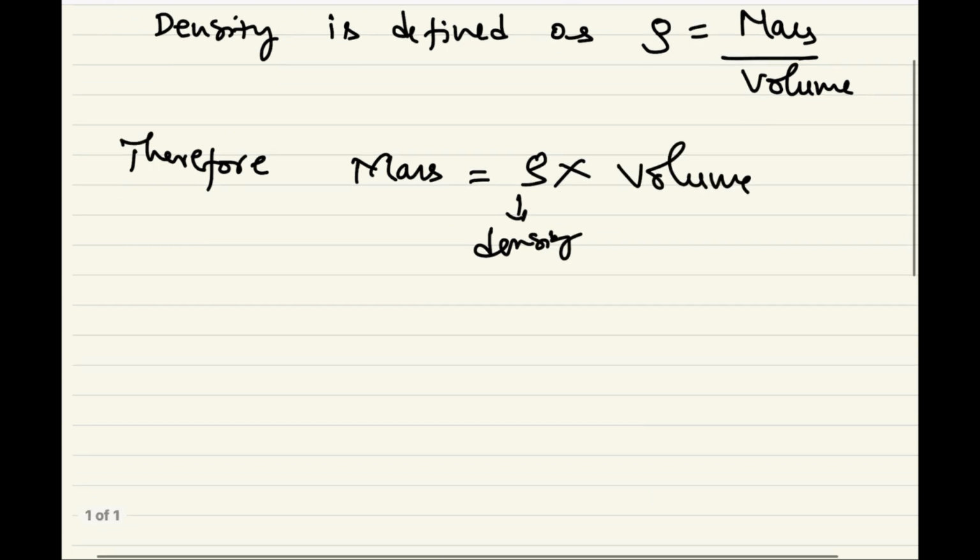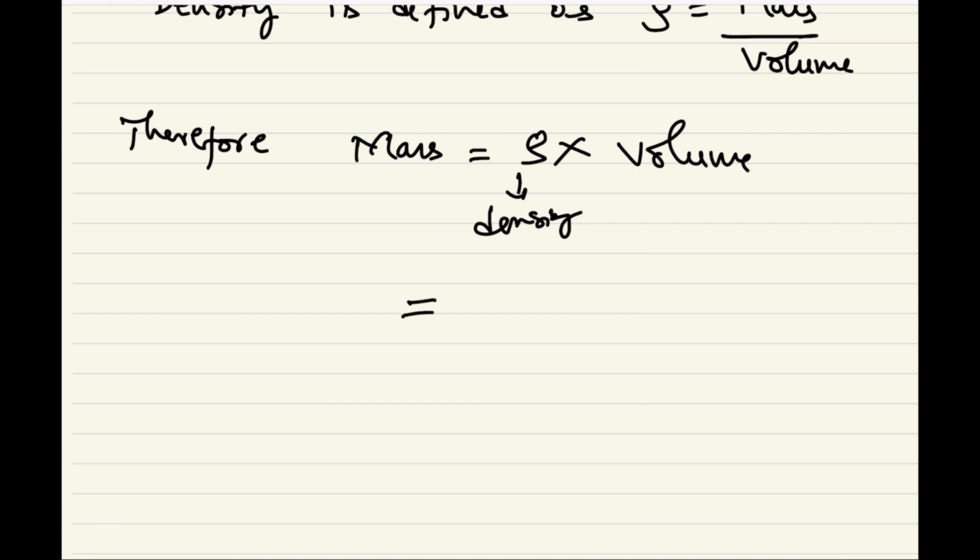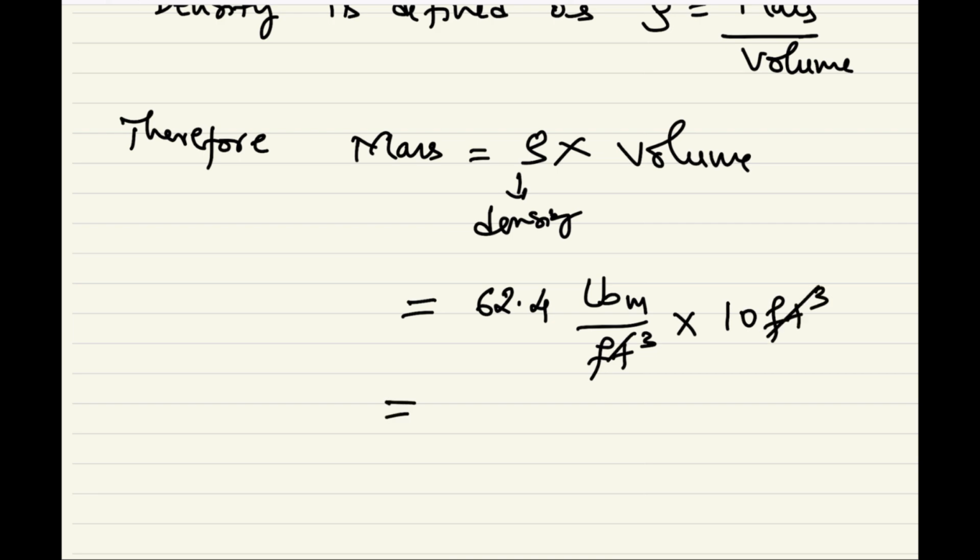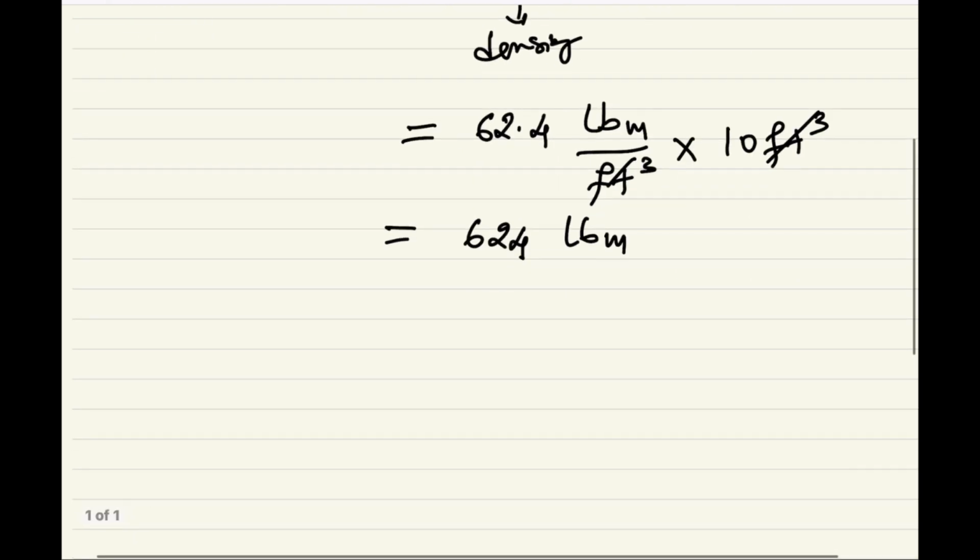Now to calculate as per the data given in the problem statement, the density is 62.4 lb mass per feet cube multiplied by the volume, 10 feet cube. So feet cube gets cancelled, and we end up getting 624 lbm.